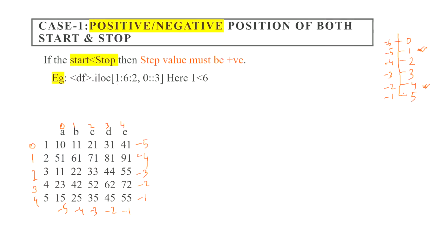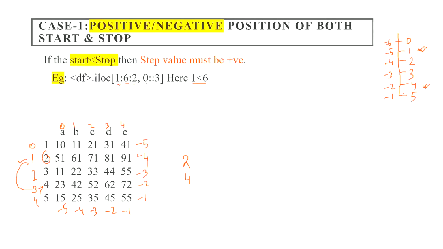Now see here 1 and 6. So 1 is less than 6. So we are starting from position 1. Which one is 1? This one is 1. At 1, what is our index? We have 2. So row index will be 2. Our step value is 2. So 1 plus 2 will be 3. So after 1, it will come to 3. At 3, what is the index? We have 4. So up to this.